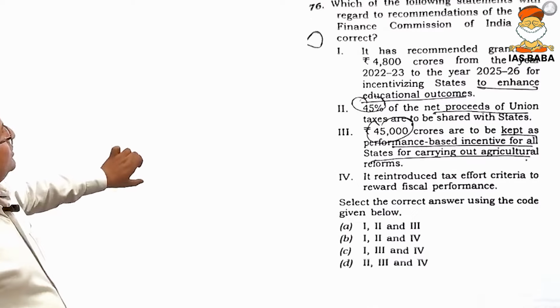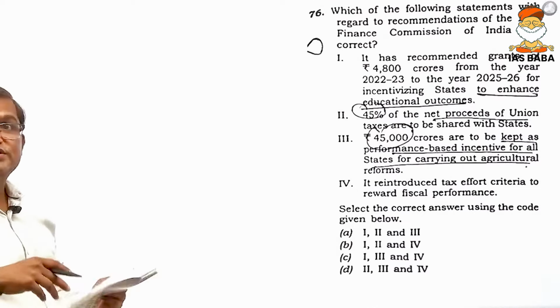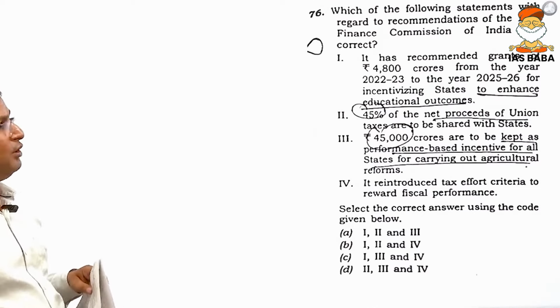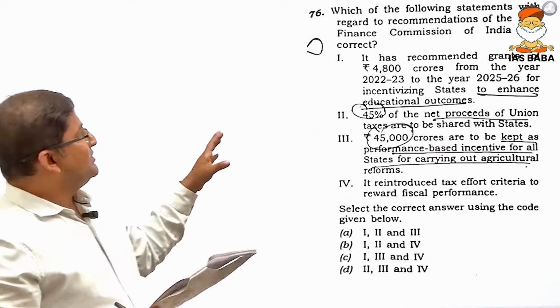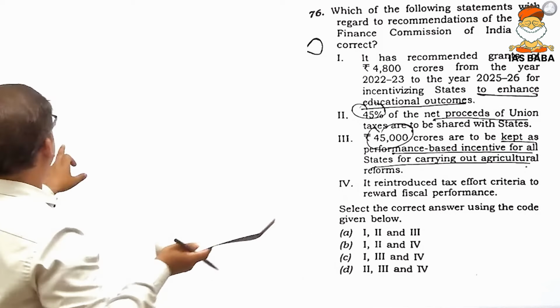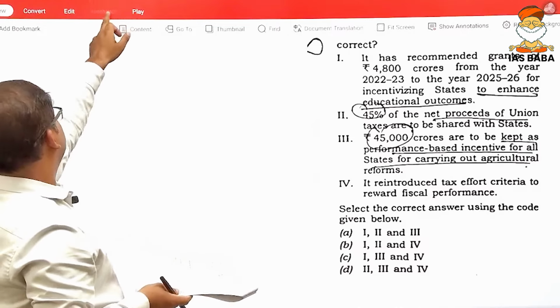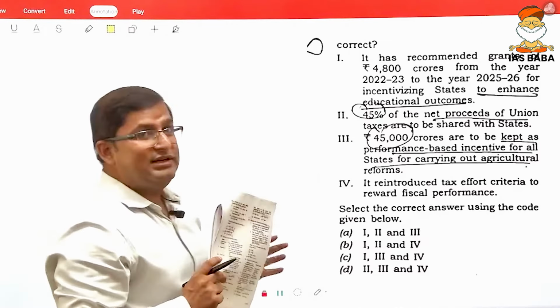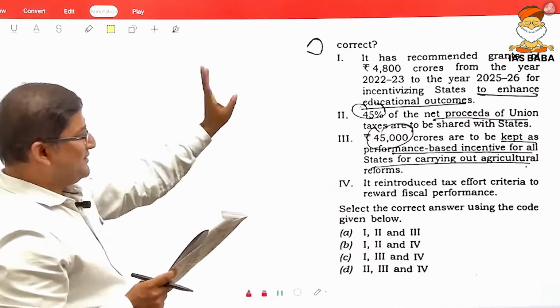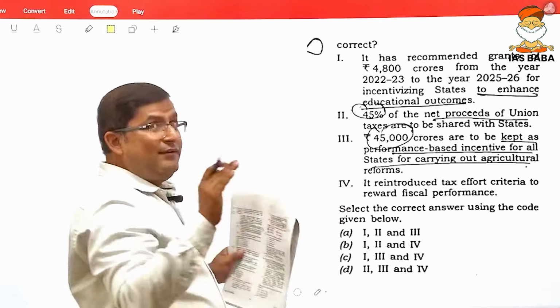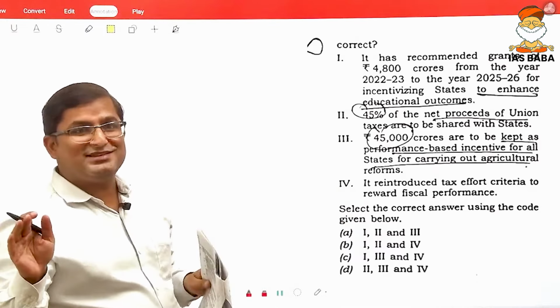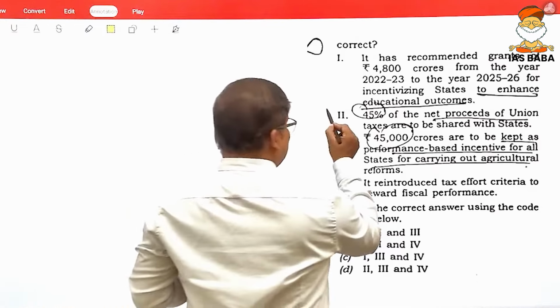Question number 76. I am discussing set B. If you are not knowing this, there is a simple question. It seems a little bit lengthy, but it is very easy and can very easily be solved by using the elimination technique. Forget about all the statements. Just read in the exam, not all the statements. Read statement number 2.